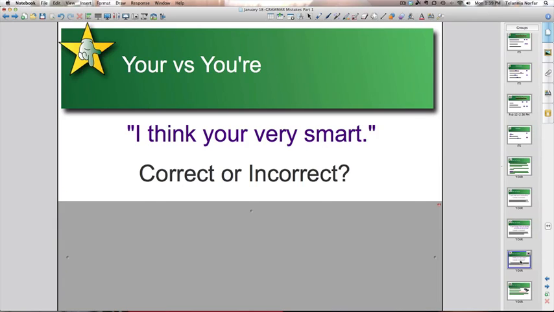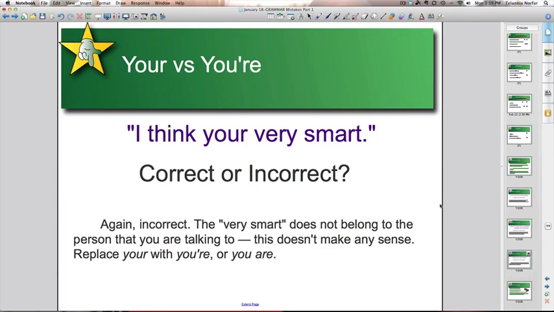I think your very smart. Is that correct or incorrect? Remember the hint. Pause the video until everyone has placed their answer. Again, incorrect. The very smart does not belong to the person that you're talking to. This doesn't make any sense. Again, replace your with you are, or I think you are very smart. Good job on that last one.